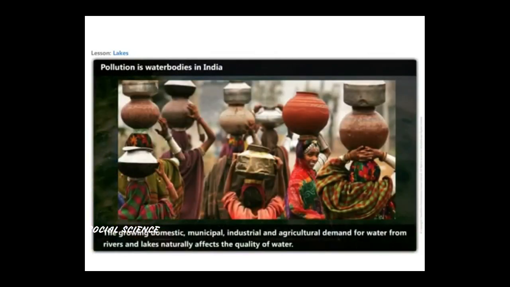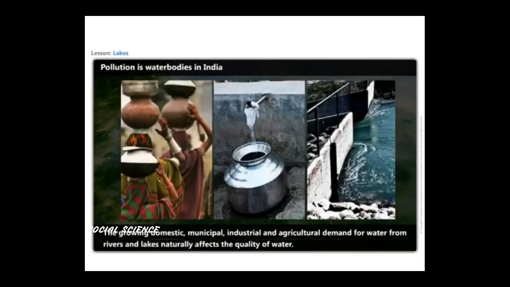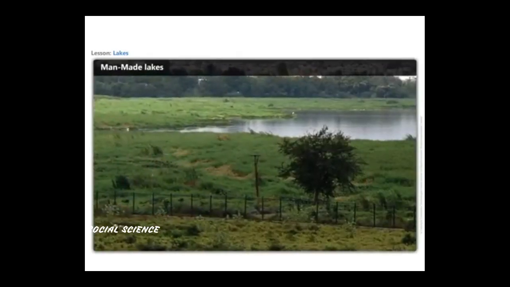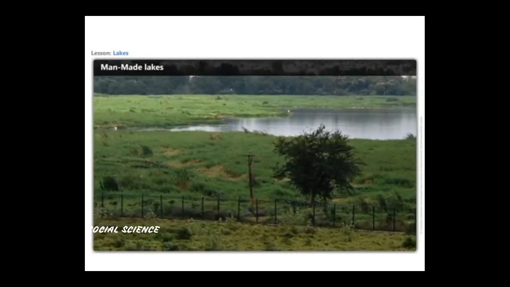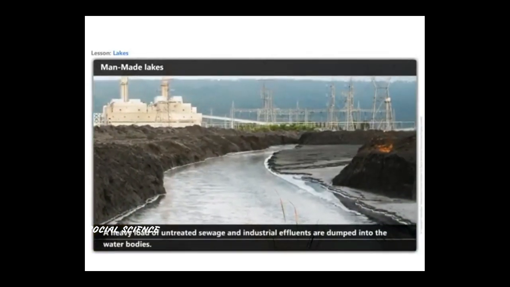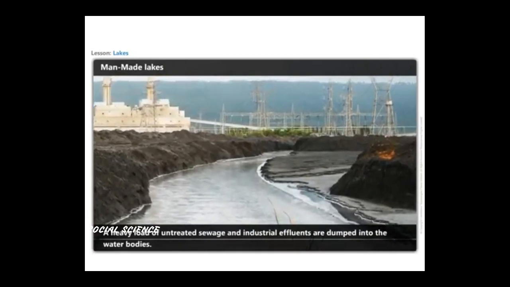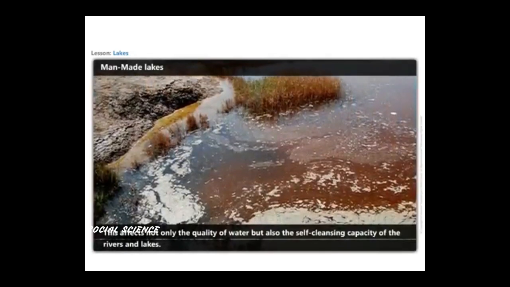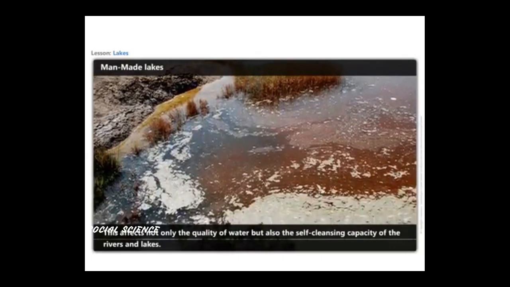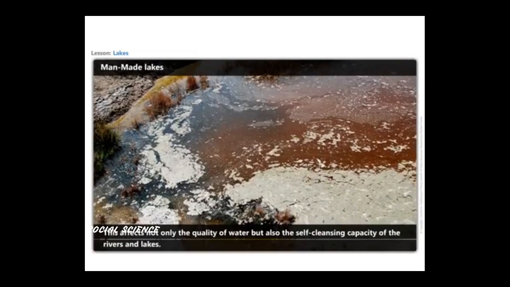Moreover, the growing domestic, municipal, industrial and agricultural demand for water from rivers and lakes naturally affects the quality of water. More and more water is being drained out of the rivers, reducing their volume. On the other hand, a heavy load of untreated sewage and industrial effluents is dumped into the water bodies. This affects not only the quality of water, but also the self-cleansing capacity of the rivers and lakes.